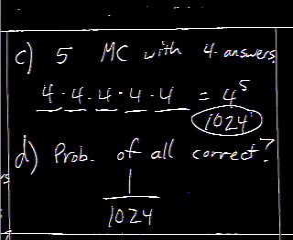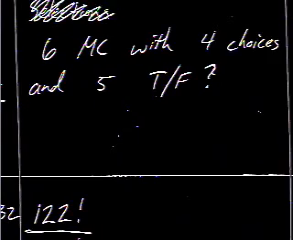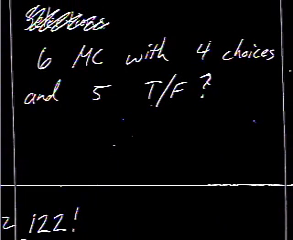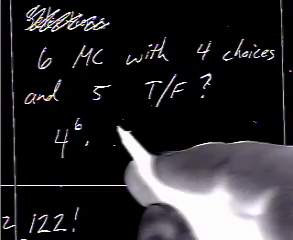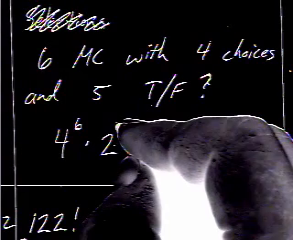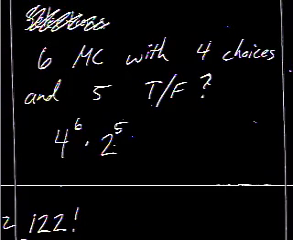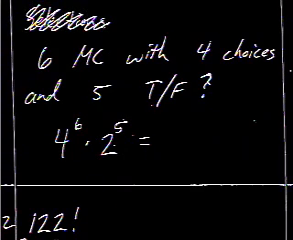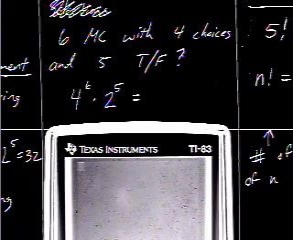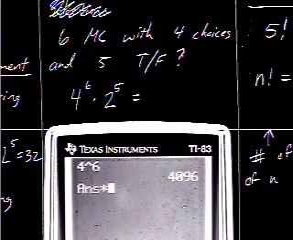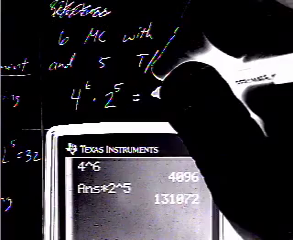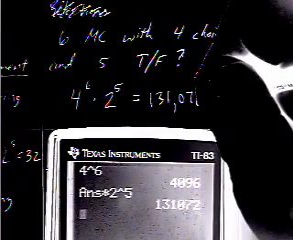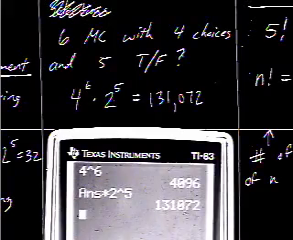All right? How about 6 multiple choice questions with 4 choices and 5 true-false questions? So you'd have 6 multiple choice questions with 4 answers apiece and 5 questions with 2 answers each. So we need to multiply these 2 together in order to come up with our overall answer. All right, so 4 to the 6th power times 2 to the 5th. So there's 131,072 different ways of answering that particular question.